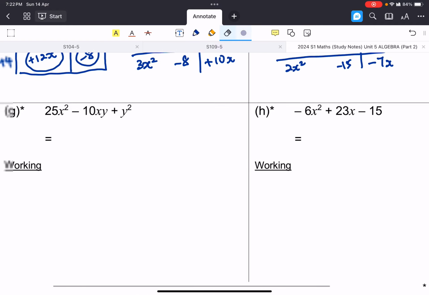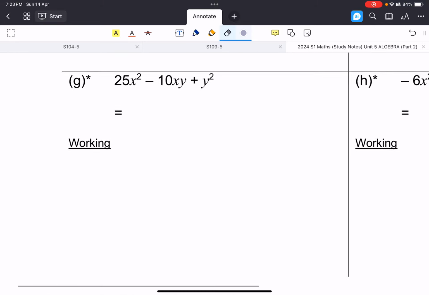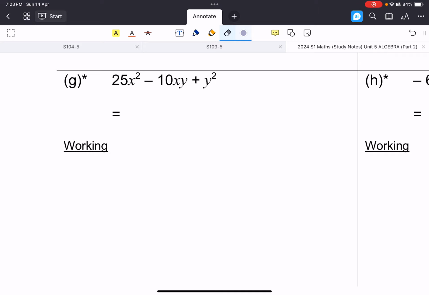Last example, last two actually. Last two examples. The last two examples are hexary. Hexary means maybe the steps are a little bit longer, but actually not so. This is actually quite straightforward. I mean, with experience, I can see straight away that it's going to be 5x minus y and the whole thing squared. But that takes a little bit of experience. If you don't have the experience, it takes you a bit longer.